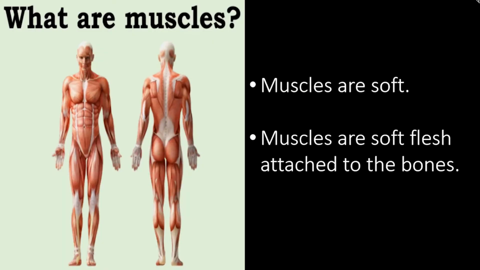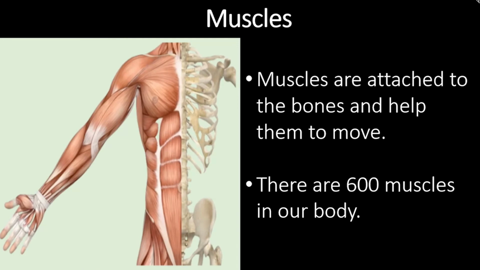Now, what are muscles? Muscles are soft. Muscles are soft flesh attached to the bones. Now, on the top of the bones, we have muscles. So, when you pull your cheeks, when you touch your thighs, when you touch your arms, when you touch your stomach, you get a feeling of softness. So, that is muscles. So, muscles are soft.